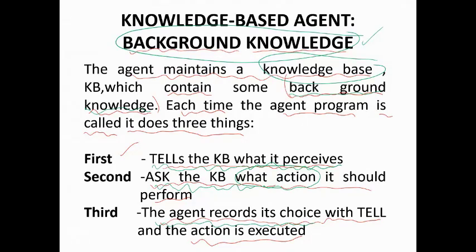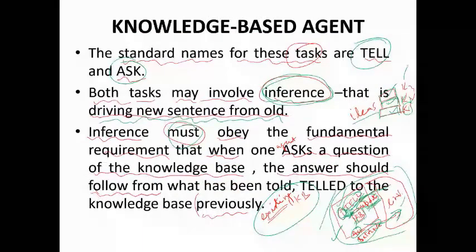So after asking, it will record: I got the information, I asked the KB and the KB told me, do this one. Then it will record its choice, tell the KB, and do some action. That is all. So the action is executed in the third stage, the same thing as I told you in this scenario.